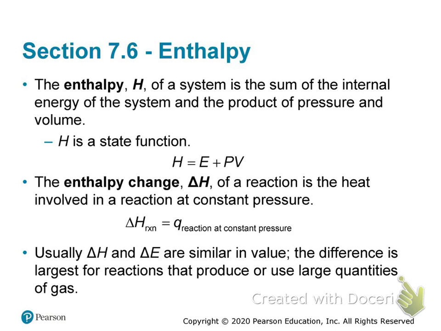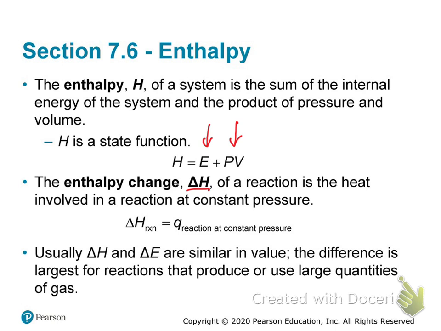So enthalpy is defined as the sum of the internal energy of the system and the product of pressure and volume. So represented by the capital letter H. So H equals the sum of the internal energy of the system plus the product PV. We're not really interested in this equation. We're not going to use it. We are really focused on enthalpy changes, delta H. This is what is important to us.